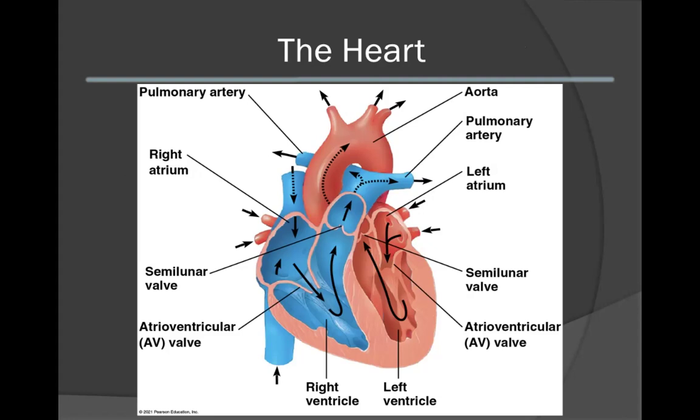This diagram depicts the major blood vessels and the major chambers of the heart. Also note that blue denotes deoxygenated blood while red denotes oxygenated blood. Use this diagram to help trace the path of blood flow within the heart.